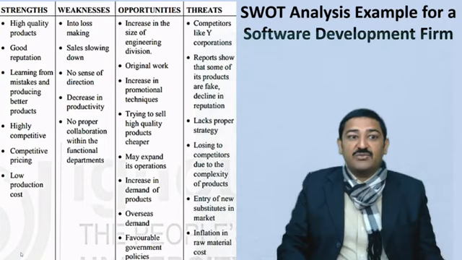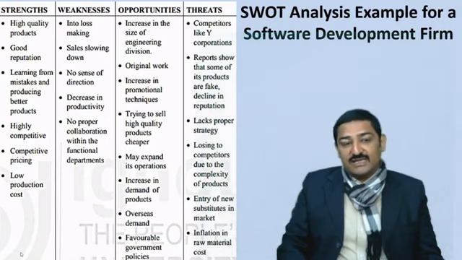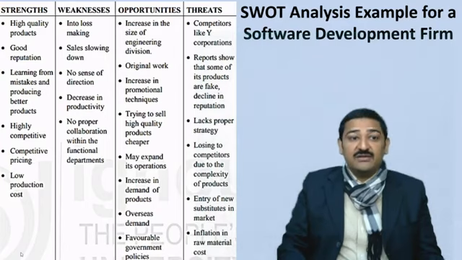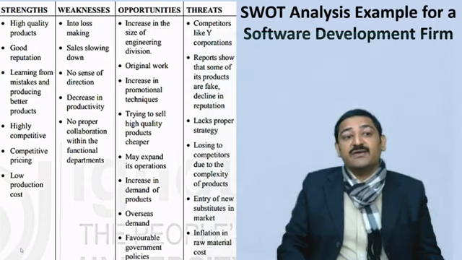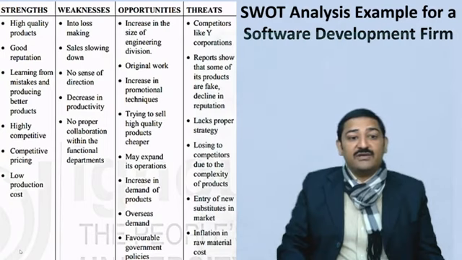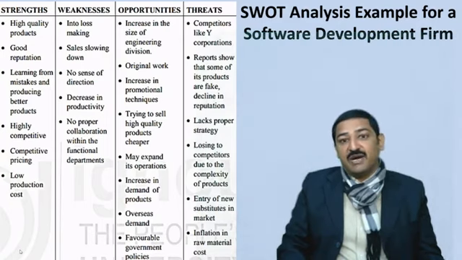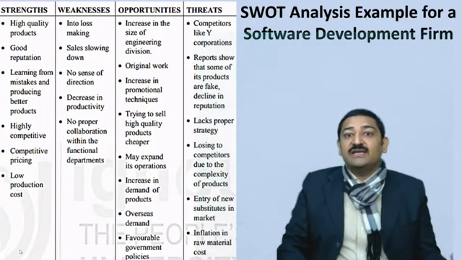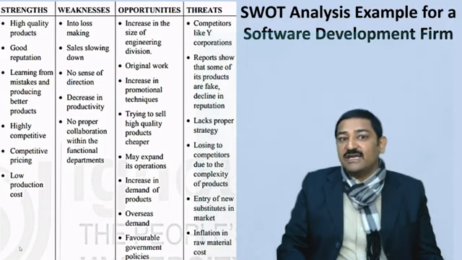If we refer to the weaknesses component, then five such weaknesses have been identified considering the SWOT analysis. One is that the firm is loss making. Second, sales slowing down. Third, no sense of direction. Fourth, decreasing productivity. Fifth, no proper collaboration within the functional departments. These are the weaknesses identified from an internal environment analysis point of view. Similarly, when external factors considering the opportunities and threats are analyzed, then around 7 to 8 such opportunities and 5 to 6 such external threats have been analyzed or noted down.